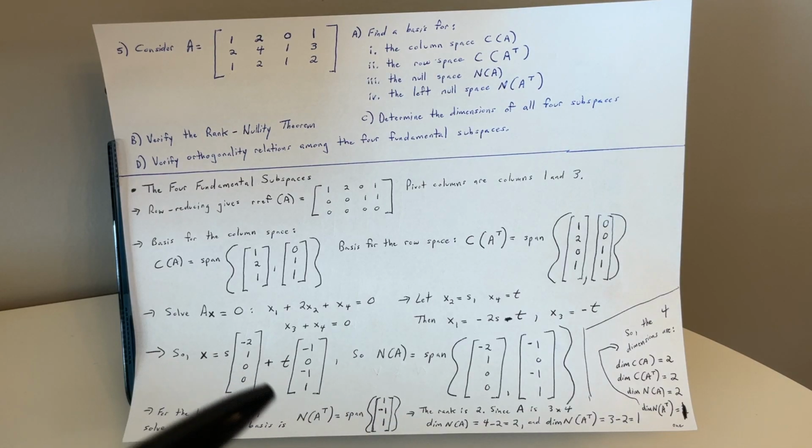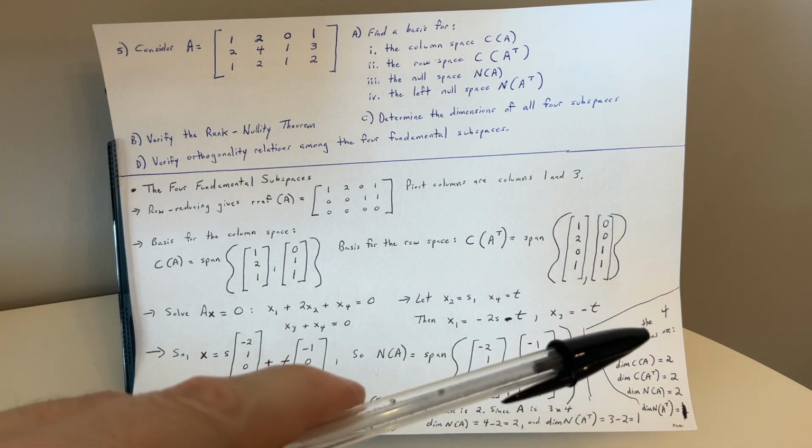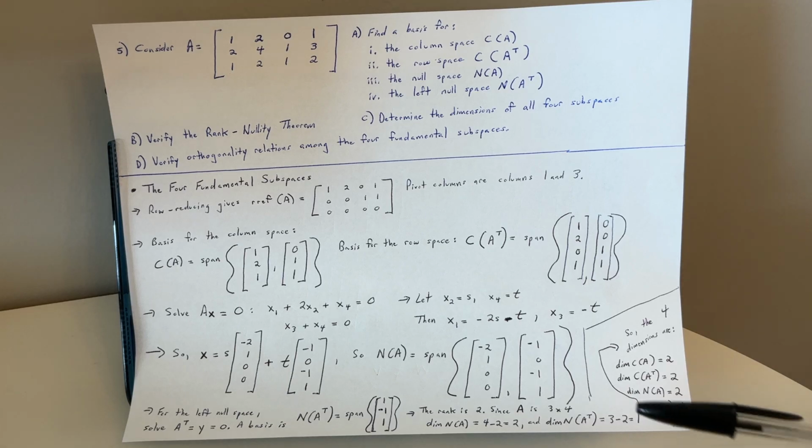For the left null space, if we solve A transpose y equals 0, a basis is: N of A transpose equals the span of 1, negative 1, 1. Rank is 2, and since A is a 3 by 4, the dimension of N of A is 4 minus 2 equals 2, and the dimension of N of A transpose is 3 minus 2 equals 1. So the 4 dimensions are: dimension of C of A equals 2, dimension of C of A transpose is 2, dimension of N of A equals 2, and the dimension of N of A transpose equals 1.